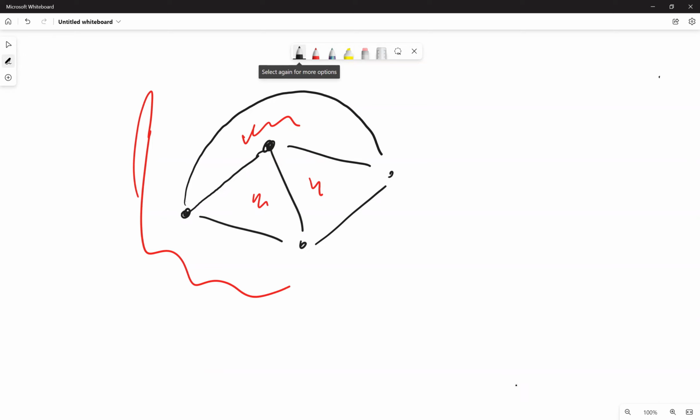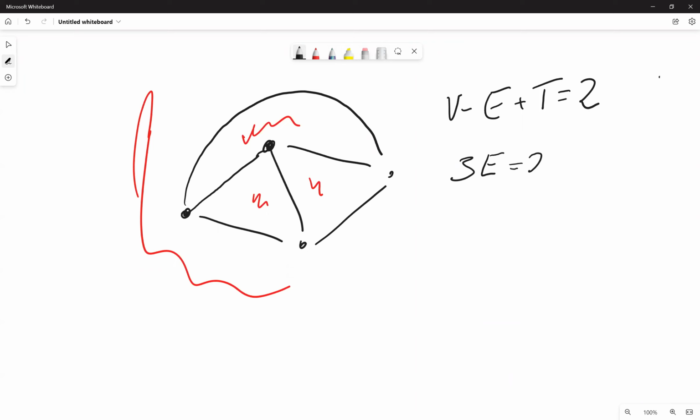I have vertices minus edges plus triangles is equal to 2, and I have the basic result that if I do a little double counting, if I look at the edge and triangle pairs such that the edge is in the triangle, then what I have is, well, 3 times the triangles is equal to 2 times the edges, sorry, that's the wrong way around. It's 2 times the edges, because every edge is in 2 triangles, is 3 times the triangles. This is the way it is.